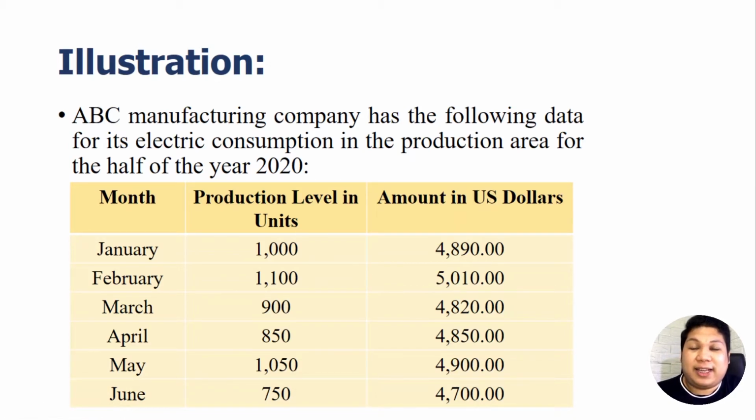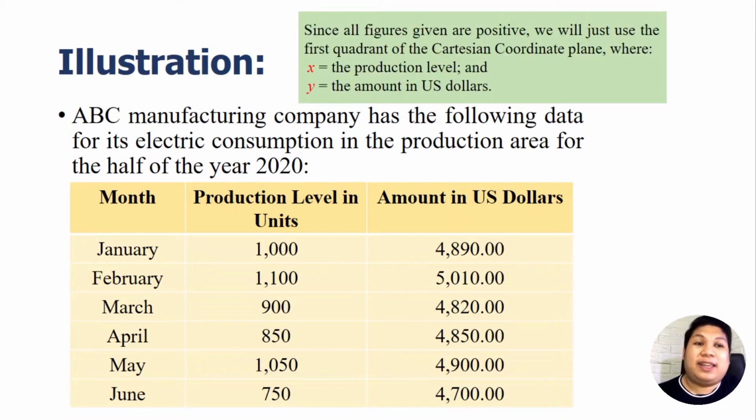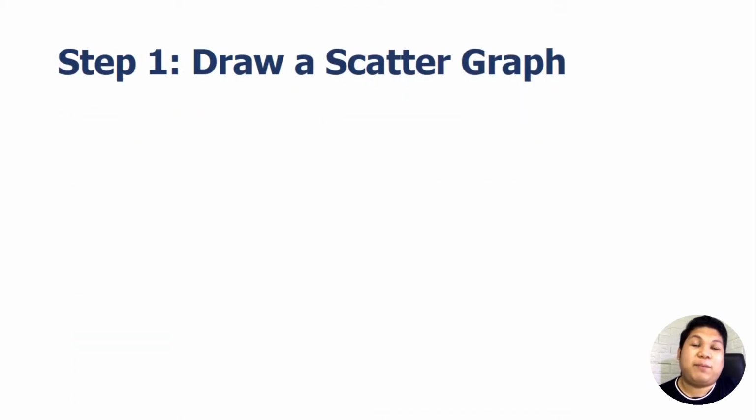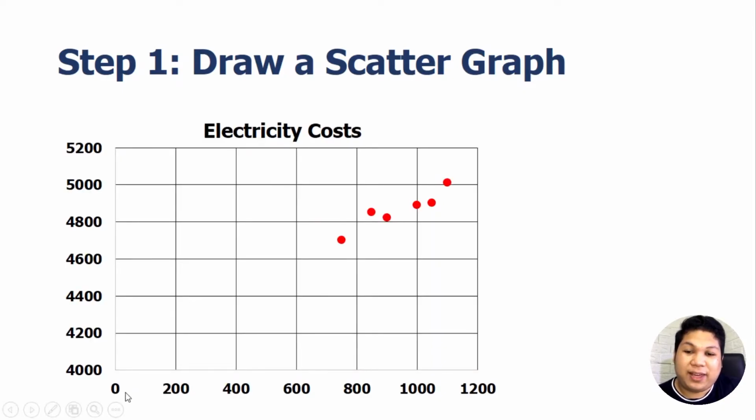Okay, now let's plot this on a Cartesian coordinate plane. We are going to use only the first quadrant because all of the figures are positive. So, step 1, draw a scatter graph, and it will look like this. The x-axis is our independent variable, the levels of production or the production units. The y-axis, on the other hand, is the amount of dollars spent on electric consumption. Here we have the plotted coordinates of our x and y.